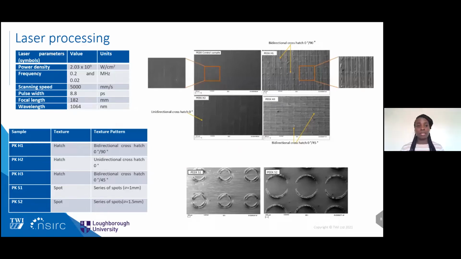So prior to laser texturing, my PEEK sheets were cut into smaller pieces and cleaned. And then the laser parameters that were used were selected based on preliminary trials. Different textures were produced on the surface. The line features were done at different angles, and the circular features, which were a bit novel, were formed at 2 different diameters.